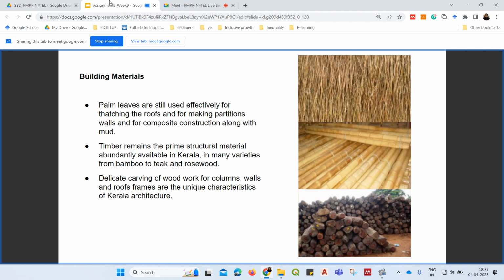Timber also remains the prime structural material as it is abundantly available in Kerala, and it includes varieties like bamboo, teak, and rosewood. Even delicate carving of wood, and common columns, walls and roof frames are present in many of the buildings, and they are part of the unique characteristics of the culture or tradition of the people who construct.